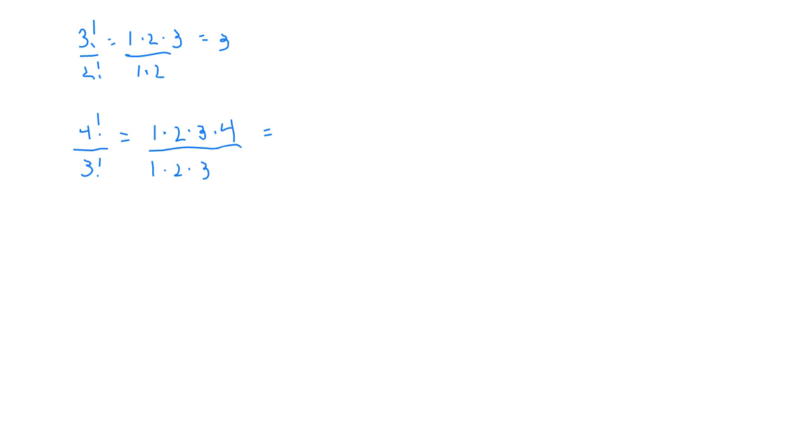Okay, so let me ask you. 3 factorial over 2 factorial. 3 factorial is 1 times 2 times 3. 2 factorial is 1 times 2. That gets you 3. What do you think 4 factorial over 3 factorial equals? That's right. It equals 4, because 4 factorial is 1 times 2 times 3 times 4, and 3 factorial is 1 times 2 times 3, and you get 4.